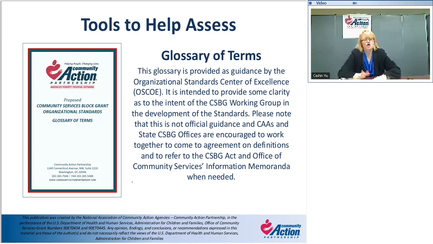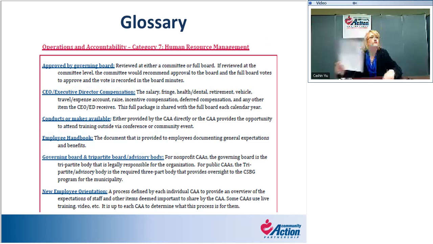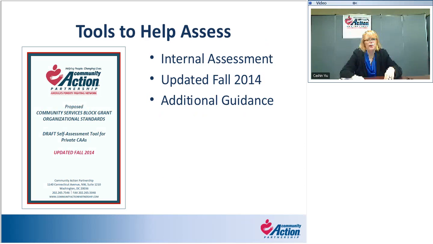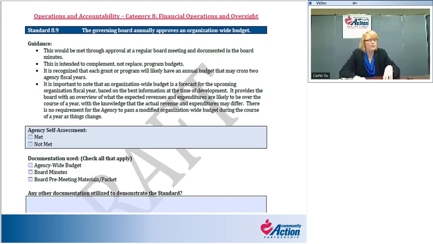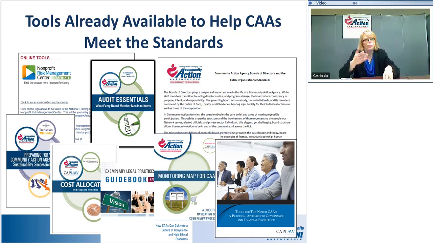I just want to make sure folks are familiar with the tools and resources up on our website. We have our glossary of terms that we talked about that we'll be adding to. We have our online assessment. You can download this in Word or PDF to help your agencies and or states. Some states have taken this tool and modified it for use. We have a variety of tools up on our website to help you meet the standards. We have a two-pager also for boards that you can download and give to your organization.